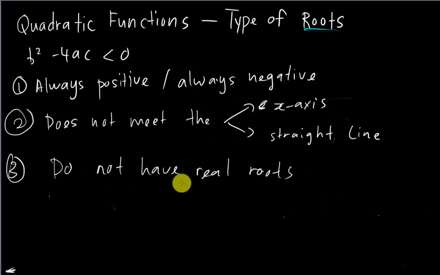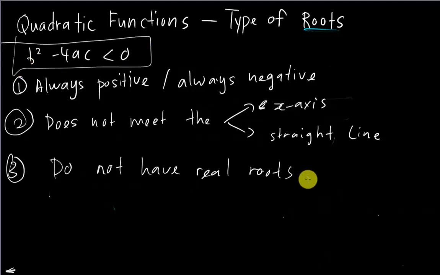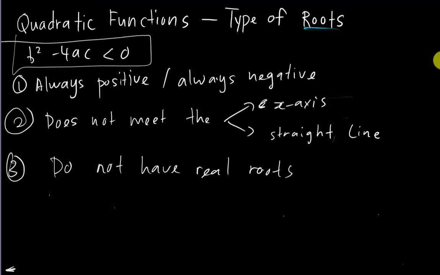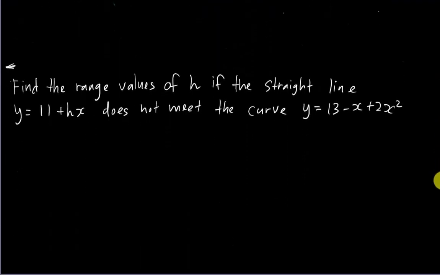So for b squared minus 4ac, you will always see all these different terms, and you will need to understand that the question is trying to say b squared minus 4ac is less than 0. So I'm going to show you an example, and I hope the example helps you to understand the topic better.